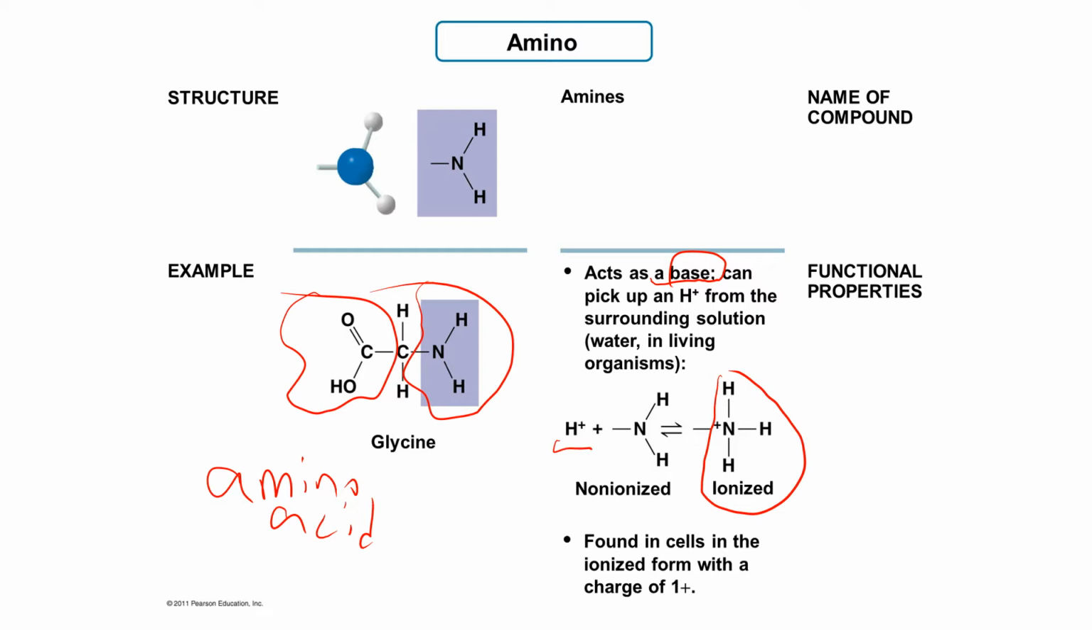Now, in a cell, your little bitty amino acids can actually ionize at a given pH. What that means is you can end up with an amino acid like glycine, which is one of your simplest amino acids.